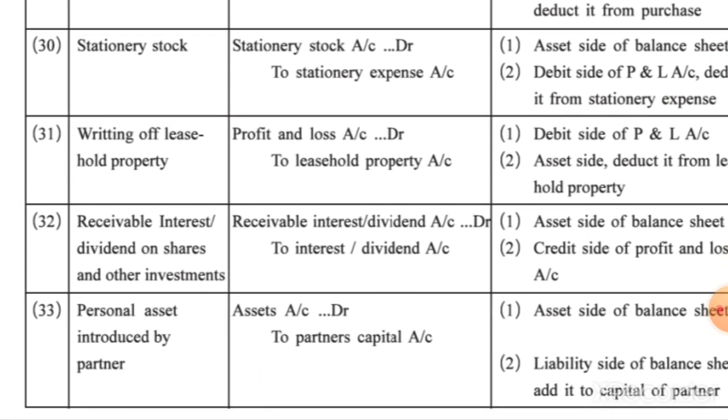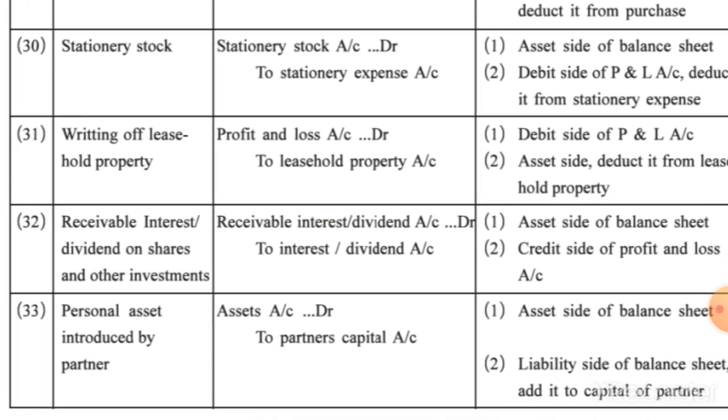And then afterwards, next one, that is last entry, that is 33rd adjustment, that is personal assets introduced by partner. Just as while commencing the business, the partner may introduce the capital in the firm in the form of cash. In the same way, he is bringing his personal assets in the firm in the form of capital. So a partner's capital would be raised and assets would come in the firm, so assets balance would increase. So entry would be assets account debit to partners capital account credit.